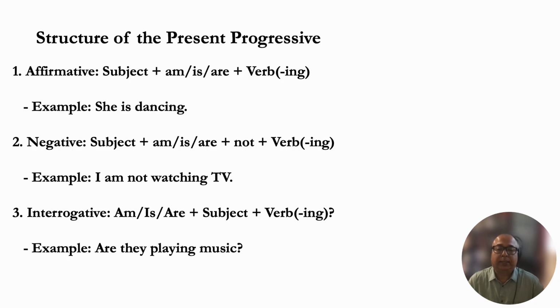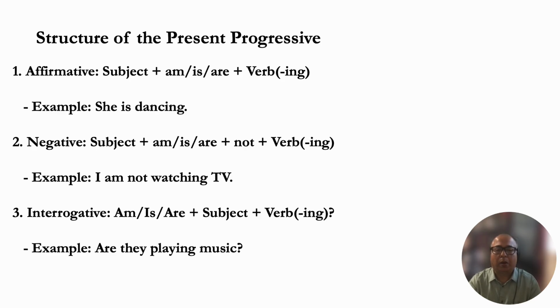Interrogative, okay, it's the questions. So just as in the simple present tense, you say, I like pizza, I don't like pizza, do you like pizza? That's a question, right? So in this case, we move the auxiliary, the helping verb, to the beginning of the sentence, to the front of the sentence. Am, is, are, plus the subject, plus the verb in the ing form.